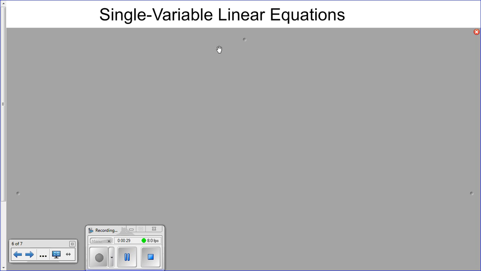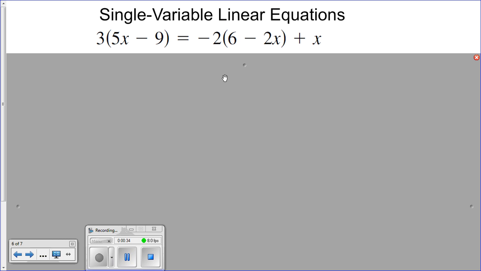Here's an example of a single variable linear equation. Wow. Yes, you will be able to solve an equation like that by the time you finish this module. You better be able to. Anyway, you might think, well, wait a minute, that's not a single variable linear equation. That's one, two, three variables in that equation.